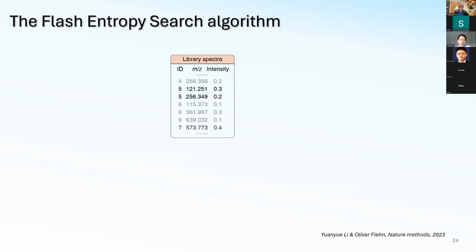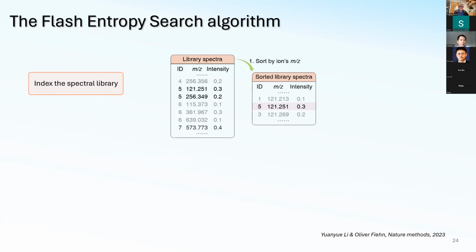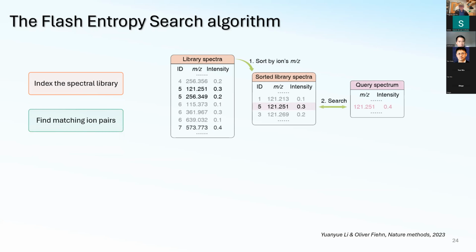After we get these tables, the first step is to index the spectrum library, which means you make a list sorted by the ions' m/z. You just do the sort, and that's all. Then if you have an unknown or experimental spectrum, you can search the peaks in the spectrum one by one and find the matching peak pairs. For example, in this case, we find this peak in the query spectrum matches this peak in the sorted library spectrum.